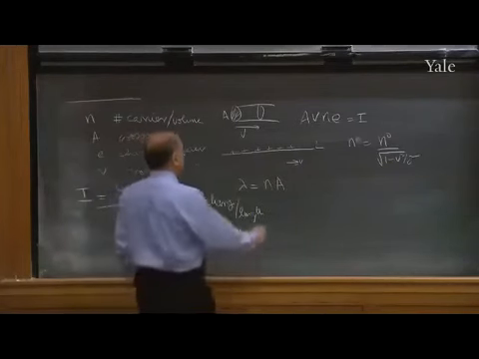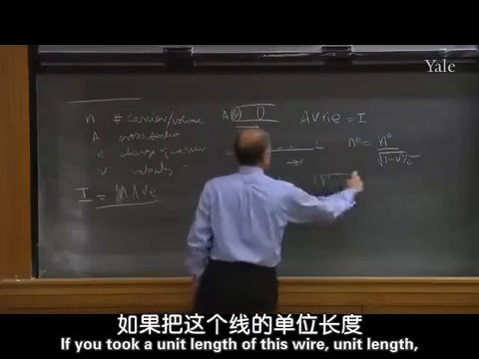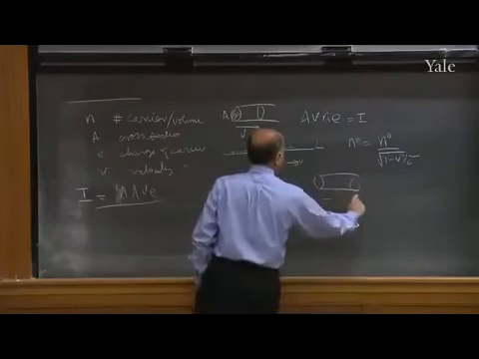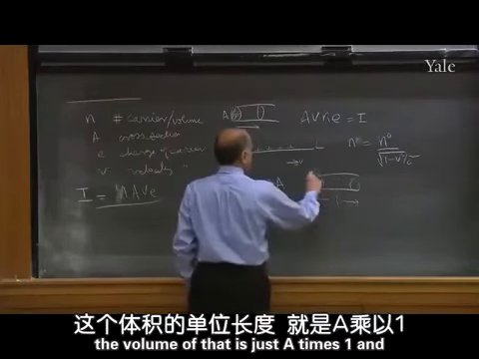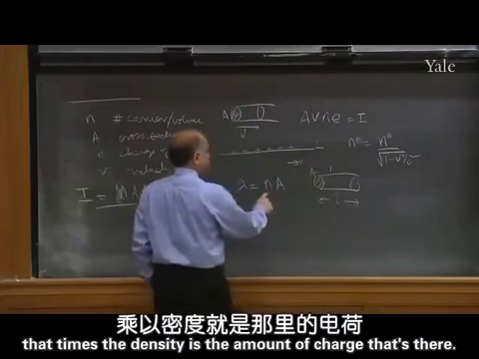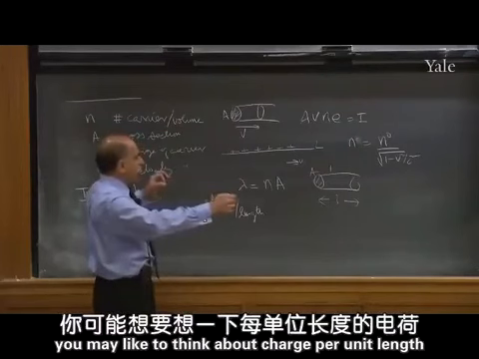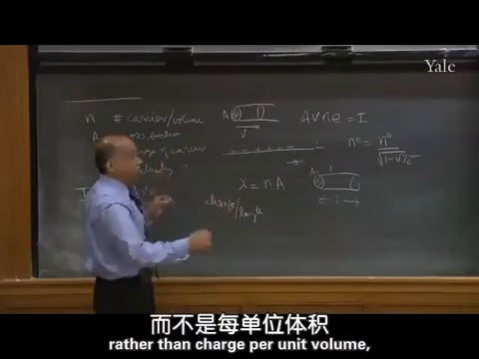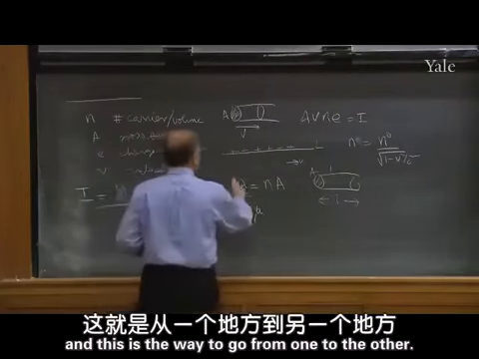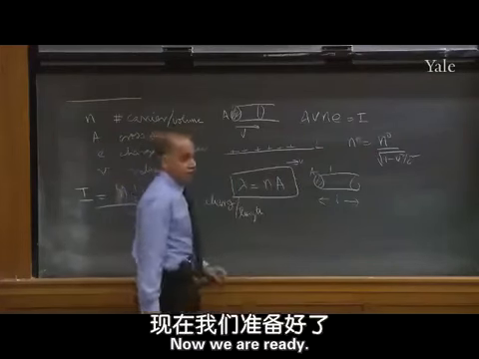That's also easy to understand. If you took a unit length of this wire, the volume of that is just A times 1, and that times the density is the amount of charges there. So if you have a very thin wire, you may like to think about charge per unit length rather than charge per unit volume, and this is the way to go from one to the other.